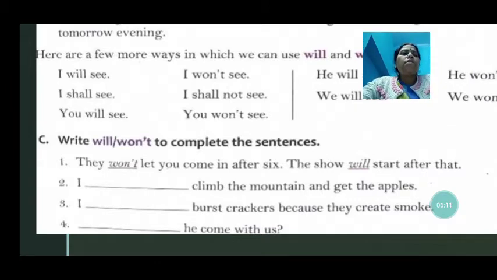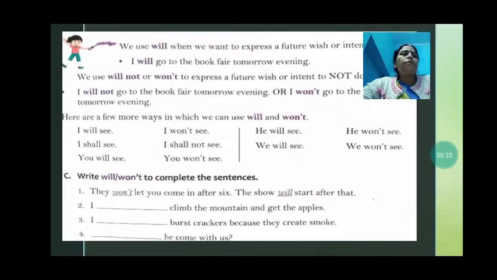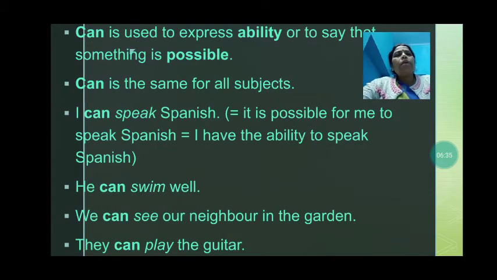I dash burst crackers because they create smoke. So what will we do here? I won't burst crackers. Why? My intention is not to burst crackers. Why? Because they create smoke. Dash he come with us? So he's asking, will he come with us? The question is asked.